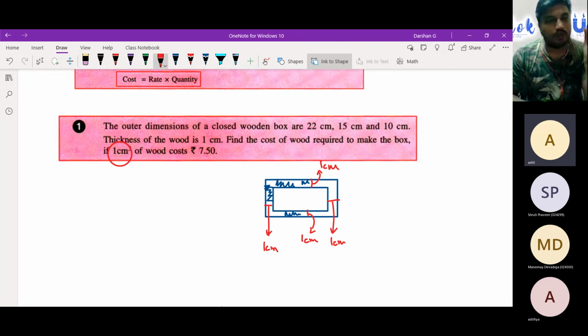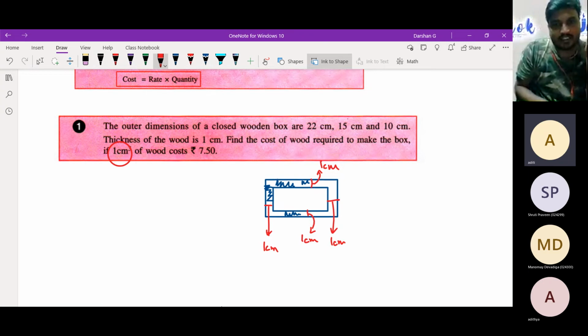See, think about the wood. Wood has outer area, inner area. So I have to calculate only the wood part. If I calculate the full external area, I'm also paying for the hollow part which is inside, right? There is nothing in that part. So why should I pay for it, right? I should only pay for the wood. So think in that sense. That is why they've given you the thickness. Thickness is 1 centimeter.